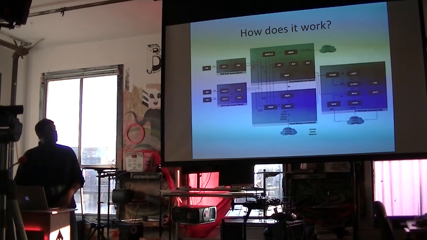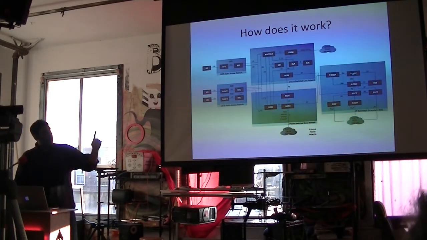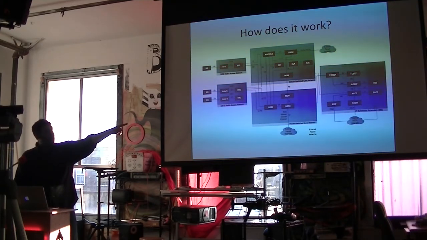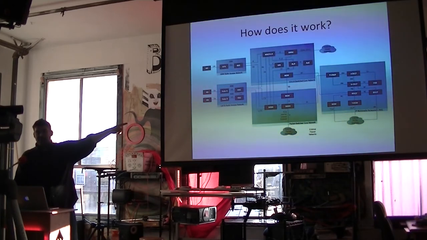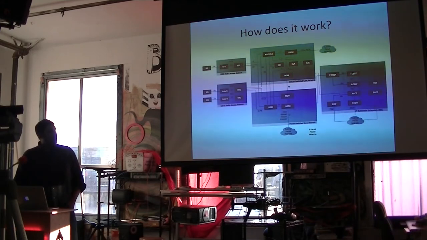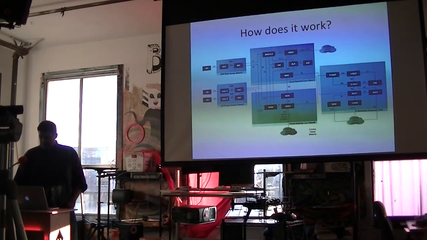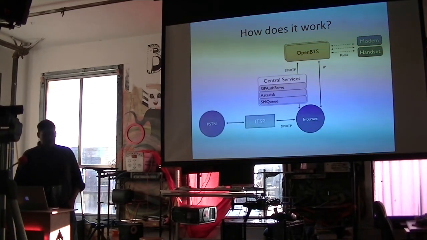Just to emphasize it further, this is 2G and 3G combined. Way over on the right is an IMS core, which is essentially SIP with a bunch of stuff wrapped around it, just to make it work back with a 2G network. So this is really what OpenBTS is.